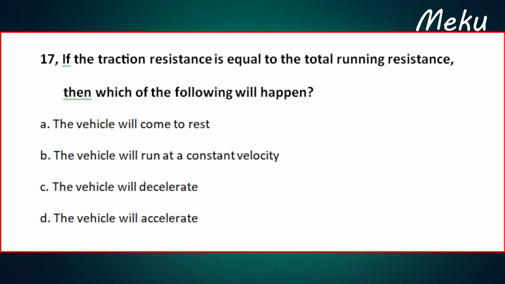17. If the traction resistance is equal to the total running resistance, then which of the following will happen? A. The vehicle will come to rest. B. The vehicle will run at a constant velocity. C. The vehicle will decelerate. D. The vehicle will accelerate.